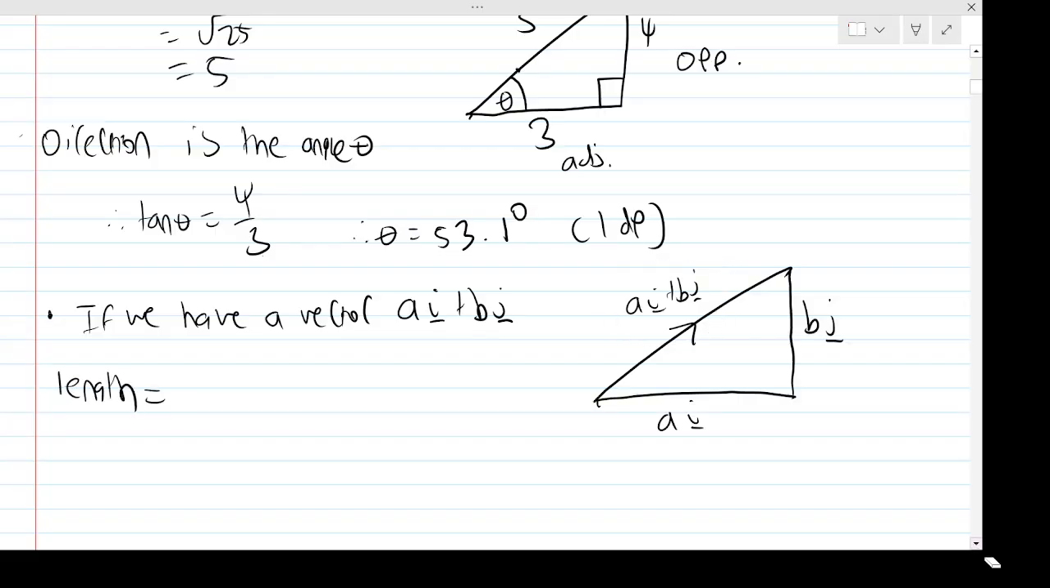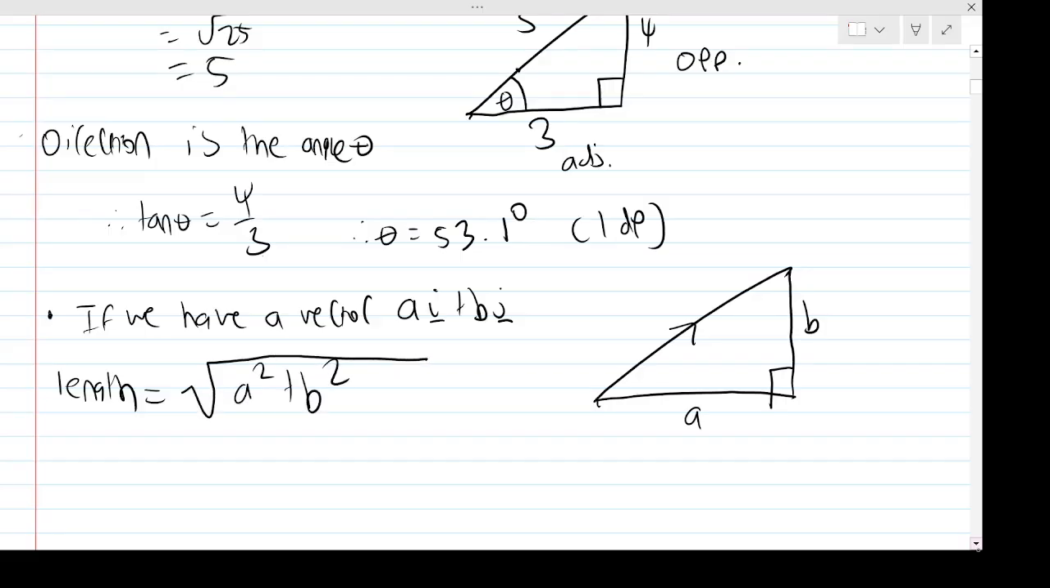Therefore we can say that the length in general is going to be given by Pythagoras, if we think of this as a right angle triangle. If I get rid of the I and the J, the numbers we have are just a and b. So the length of the vector, which is the hypotenuse, is going to be the square root of a squared plus b squared. That again comes from Pythagoras, and this gives me the length.